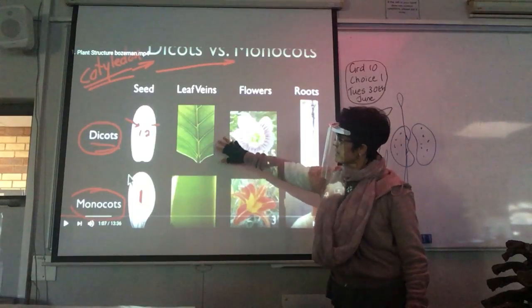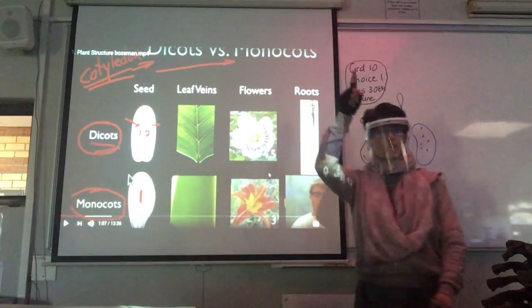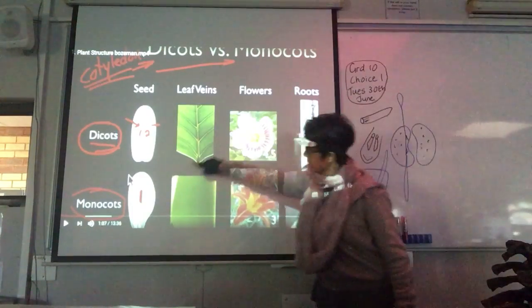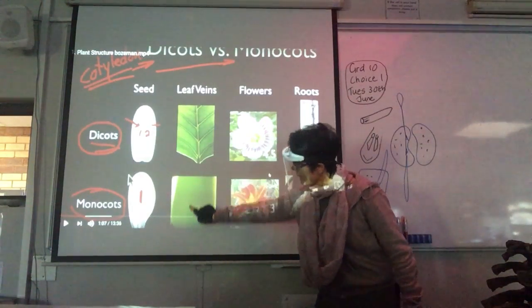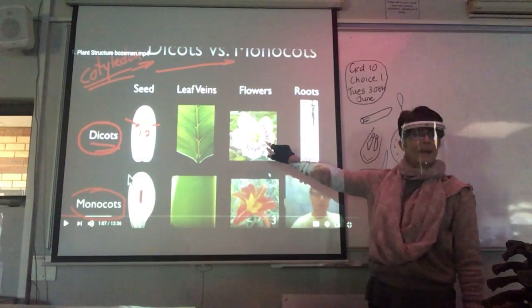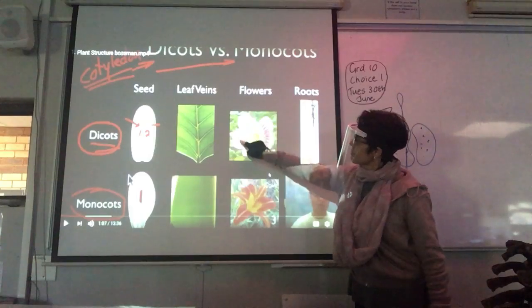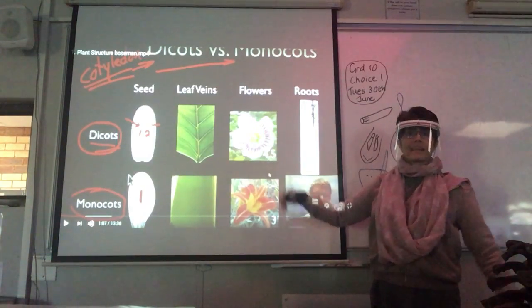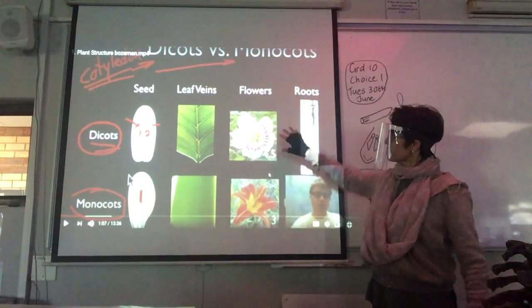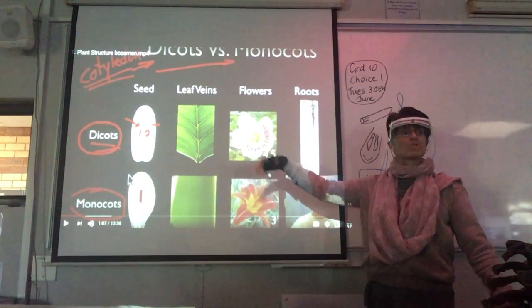Even their leaves. If you look at grass, go sit on the grass today and look at the little veins going down the leaf. Parallel. Lots of little parallel veins. Net veins in dicots. Even the flowers. There's 1, 2, 3, 4, 5 petals, 5 stamens, 5 sepals. Remember from grade 8? All combinations of 4 or 5.